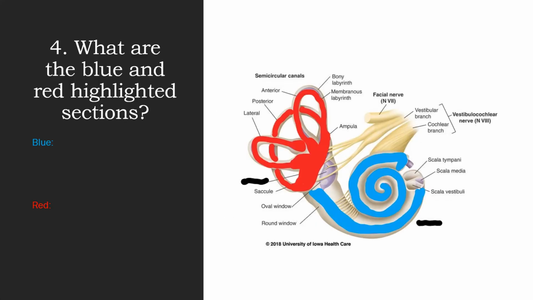For the fourth quiz question, there are two sections highlighted in this image. They are red and blue. These sections make up the inner ear. What are the names of these sections? The blue is the cochlea, and the red highlighted section is the vestibule.